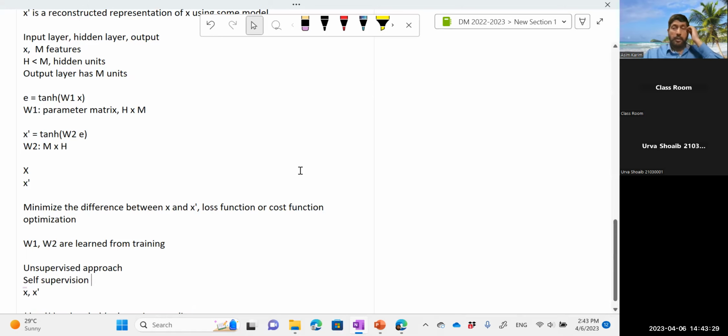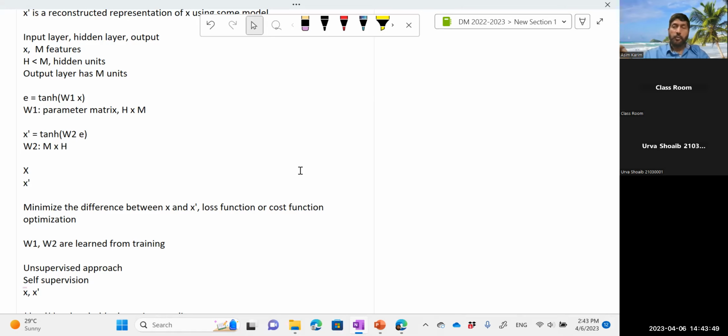मतलब आपको एक्सटर्नल लेबल्स नहीं चाहिए. आपका जो इनपुट x था वही आप आउटपुट x प्रिडिक्ट करना चाह रहे हैं, which actual output जो आ रहा है x prime, you'd like it to be as close to x. तो इसको सेल्फ सुपरविजन कहते हैं. But from outlier detection perspective, this is an unsupervised approach.